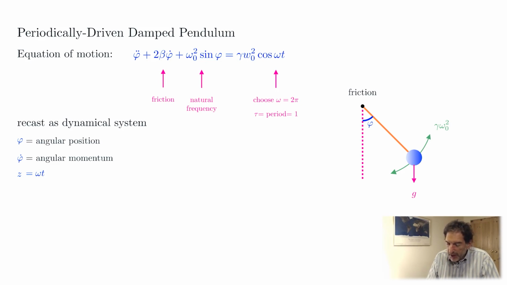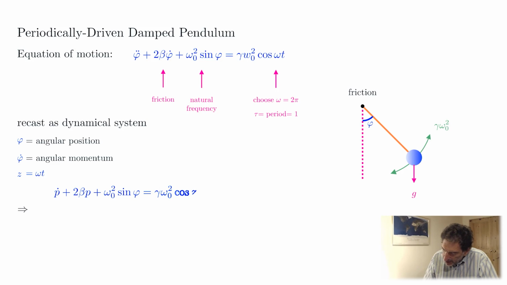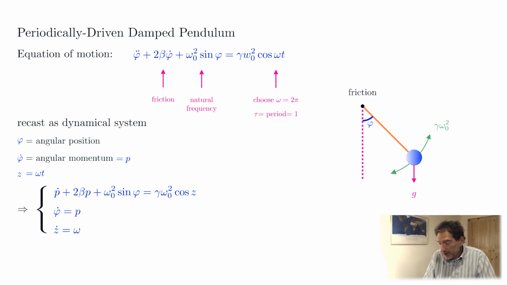So this single second-order differential equation can be recast as a system of 3 first-order differential equations, namely p dot plus 2 beta p plus omega naught squared sine phi is equal to gamma omega naught squared cosine of z. Phi dot, angular momentum, is equal to p, and z dot is equal to omega. So this is now a 3-variable system, first order, autonomous because there's no time on the right-hand side. So we can recast the second-order differential equation as a 3-dimensional dynamical system.